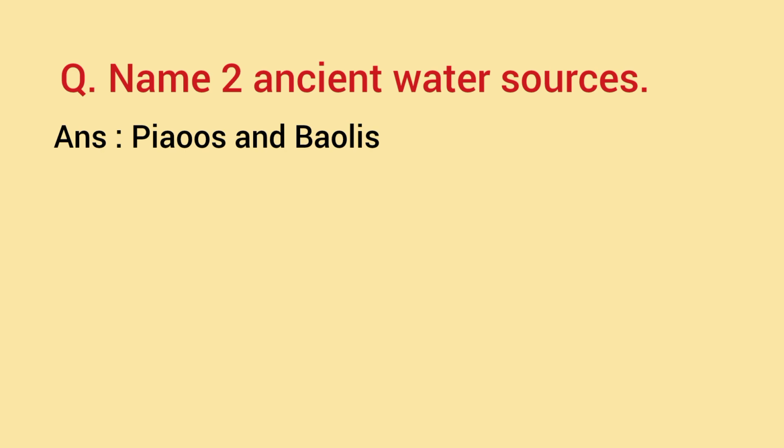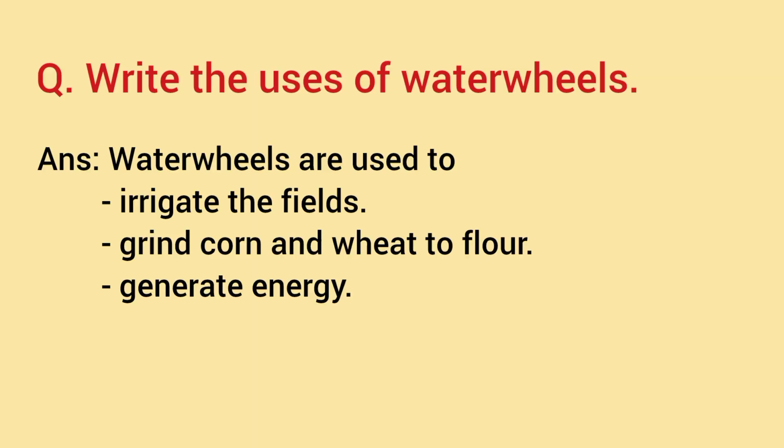Name 2 ancient water sources. Answer. Piaus and Baulis. Next question. Write the uses of water wheels. Answer. Water wheels are used to irrigate the fields, grind corn and wheat to flour, generate energy.